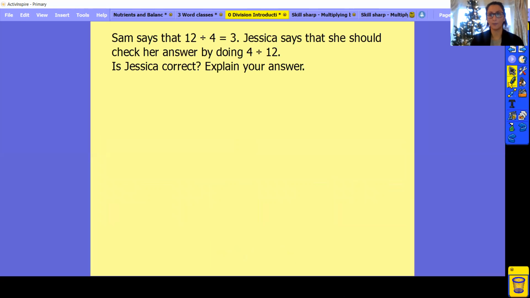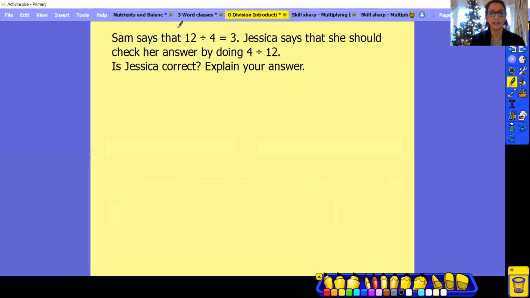So here we are. We've got a question here. Sam says that 12 divided by 4 equals 3. Jessica says that she should check her answer by doing 4 divided by 12. Is Jessica correct? Explain your answers. So what I would like you to do is have a think. Is Jessica right? Should Sam check that his answer is right by doing that method? What do you think? Have a quick pause. Have a think. Is Jessica right?